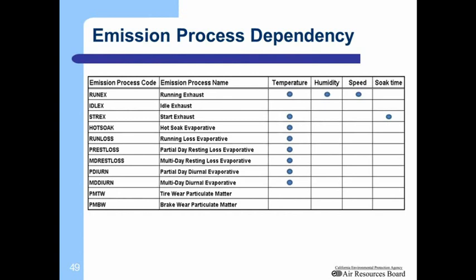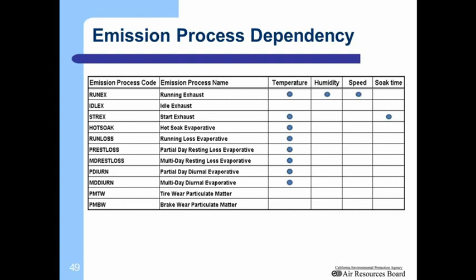For instance, the first 3 rows show the exhaust emissions. The first one is running exhaust. The running exhaust emission rate varies by temperature, humidity, and speed. However, the idle exhaust emission rate does not vary by any of the factors. Start exhaust emission rate varies by temperature and soak time.